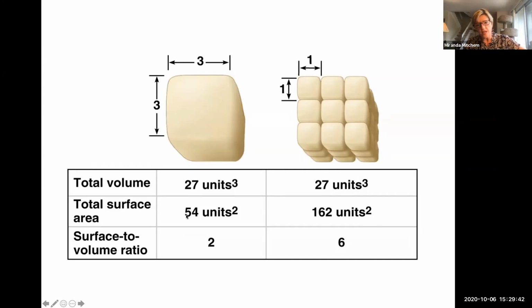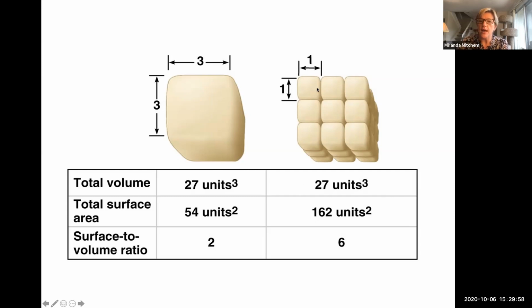Our total surface area would work out to be 54 units squared. And if we divide the surface to volume ratio, it comes out to 2. But let's look over at the right side of the slide.